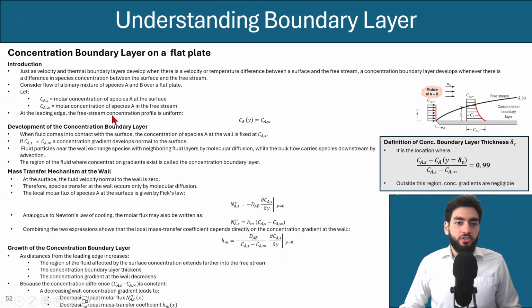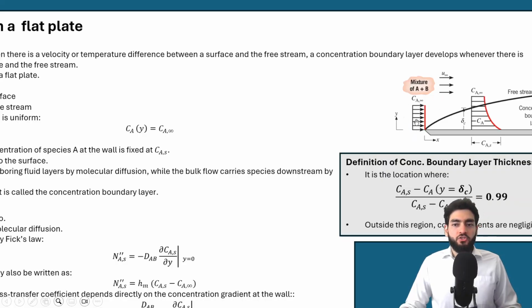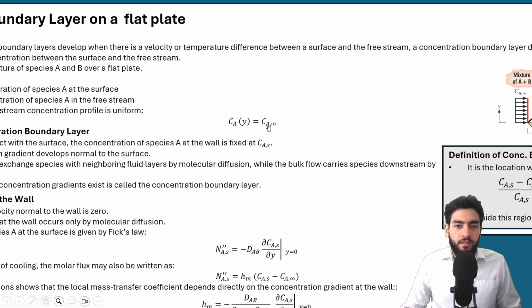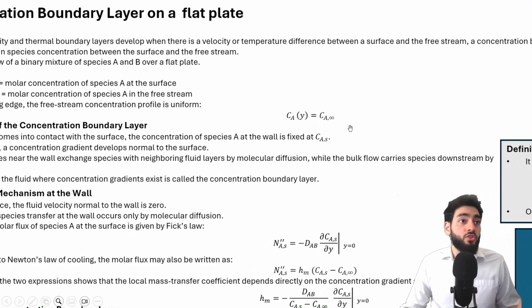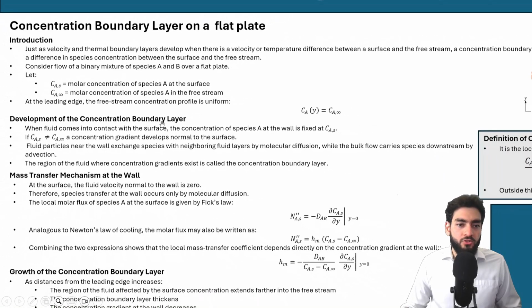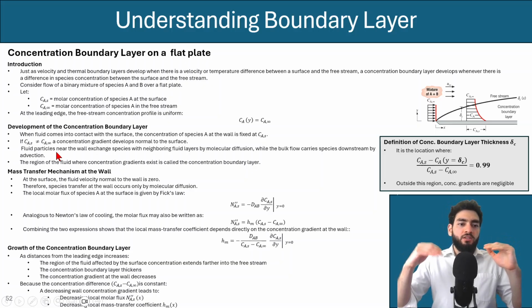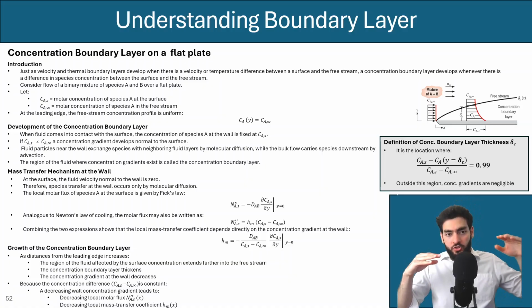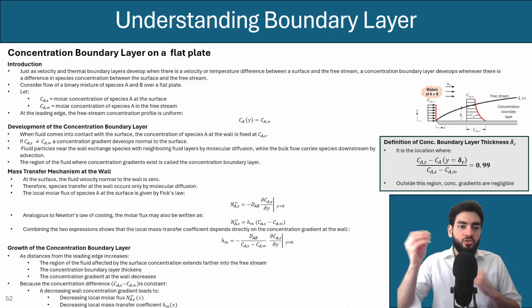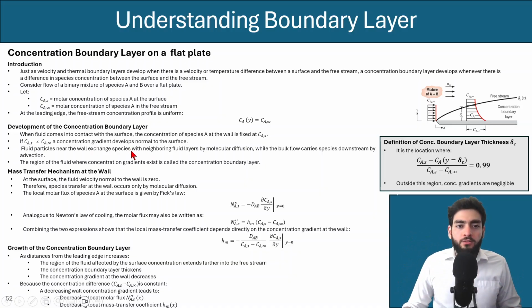And at the leading edge, the free stream concentration profile is known, because at the leading edge you just have this mixture. So everywhere in this mixture, you're going to have this uniform concentration, C_A,infinity, which is the free stream concentration. Okay, so what happens is when the fluid comes into contact with the surface, the concentration of species A at the wall is fixed at that particular concentration. And if that concentration is not the same as the concentration of the mixture flowing over it, then you have a concentration gradient that develops normal to the surface again.